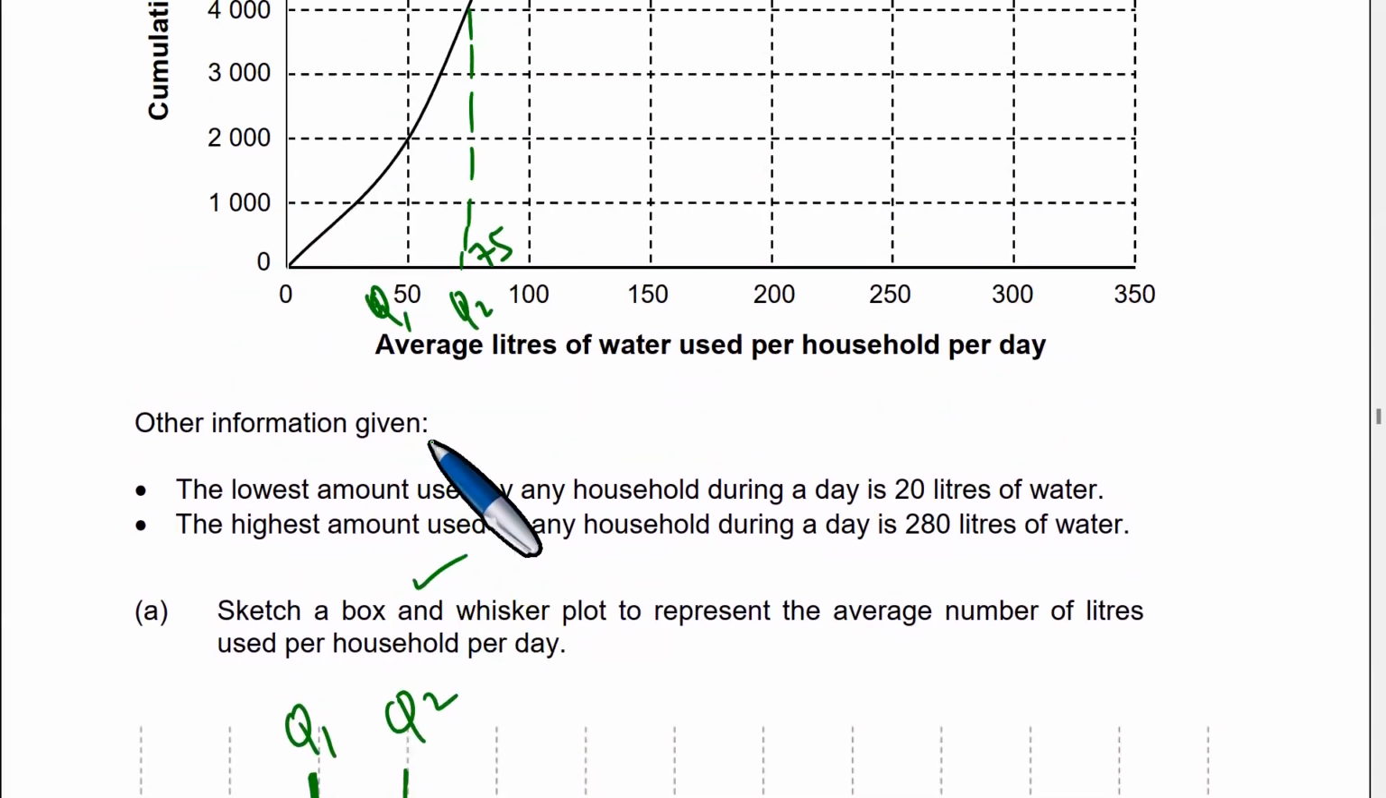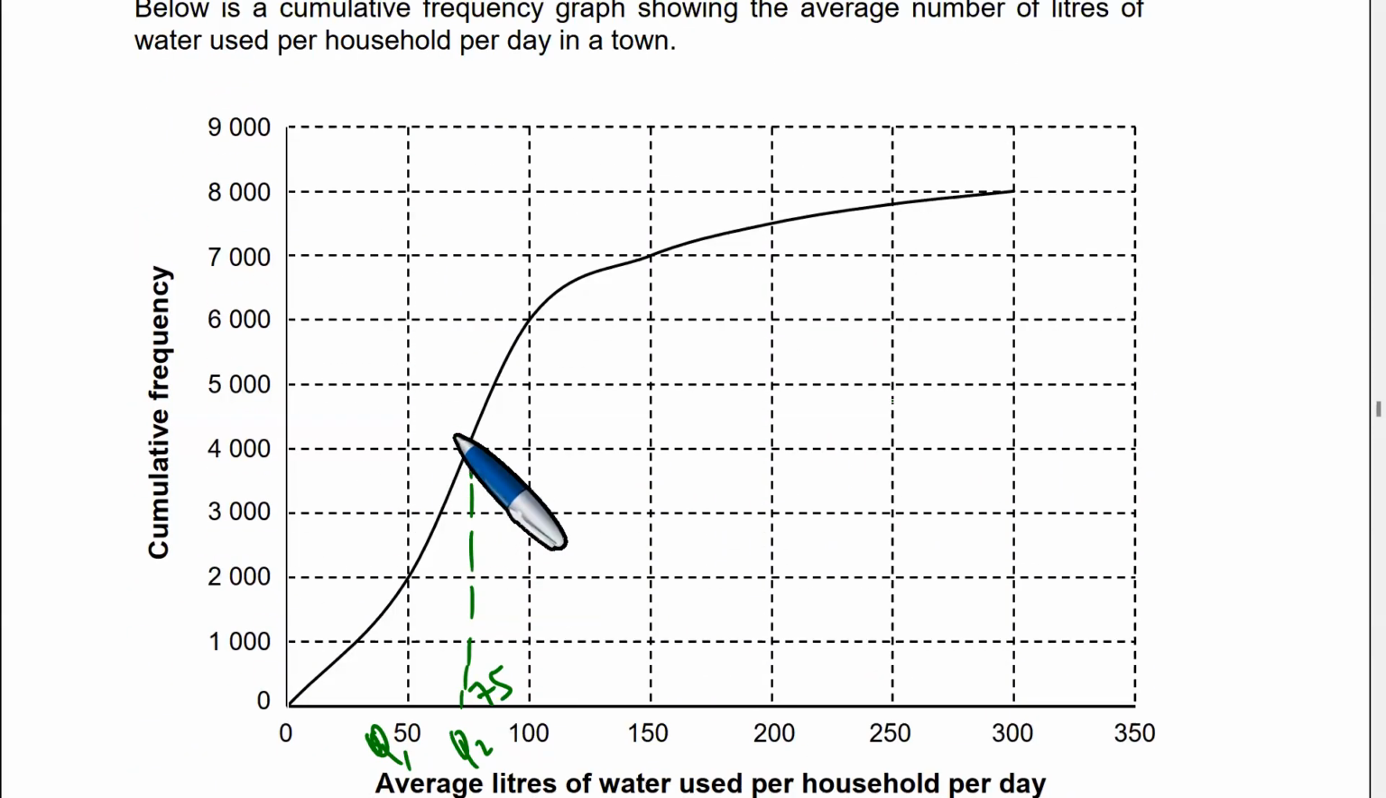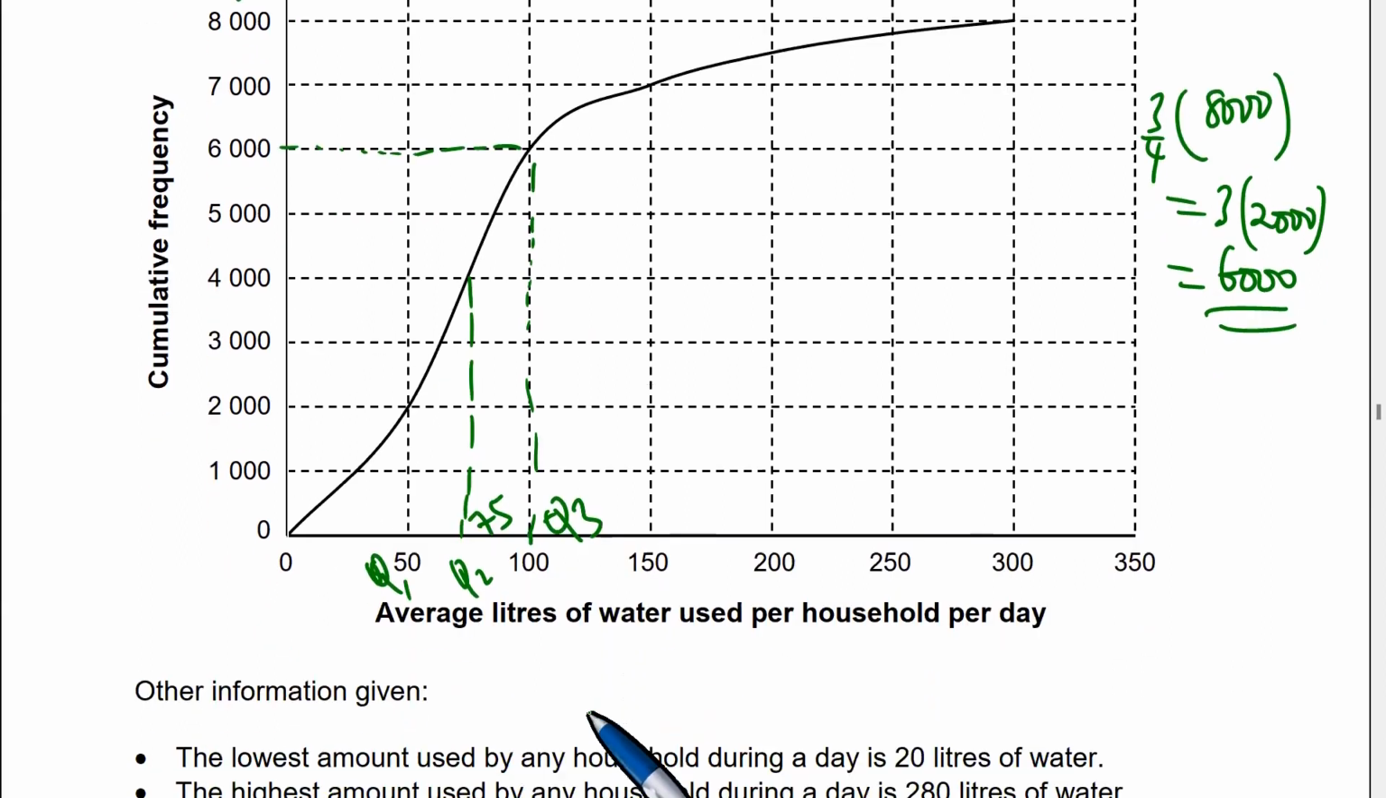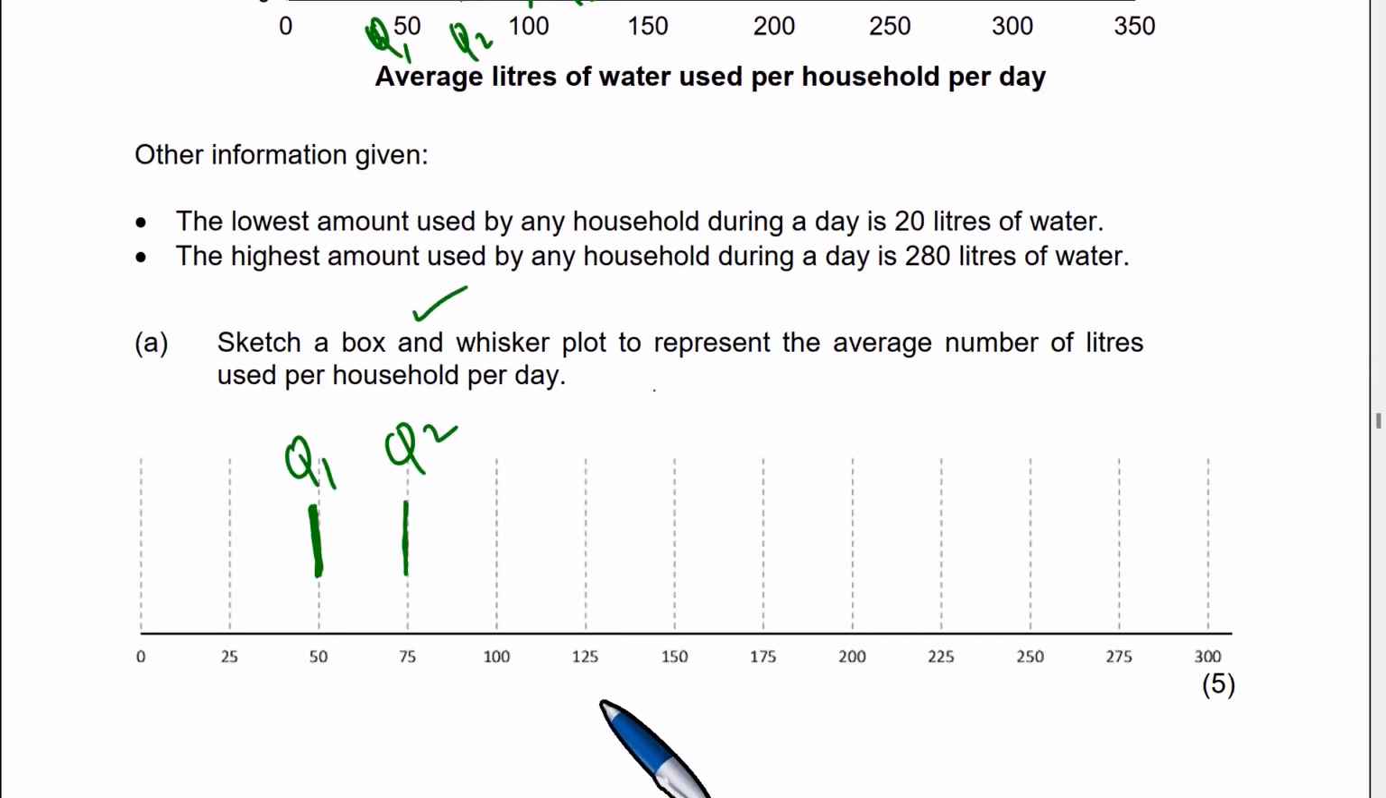And then now you take 3/4 of the highest one, of 800. You divide 800 by 4, you get 200. You multiply it by 3, you get 600. So 600 is going to produce 100, and this one is Q3. So which means 100 is Q3.